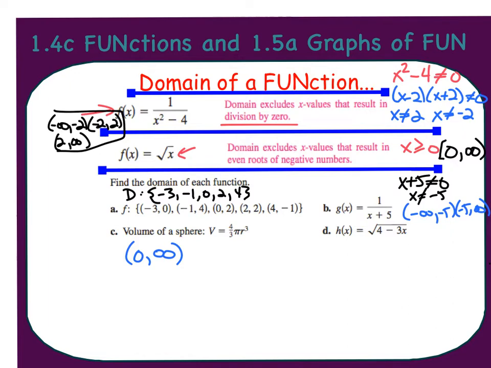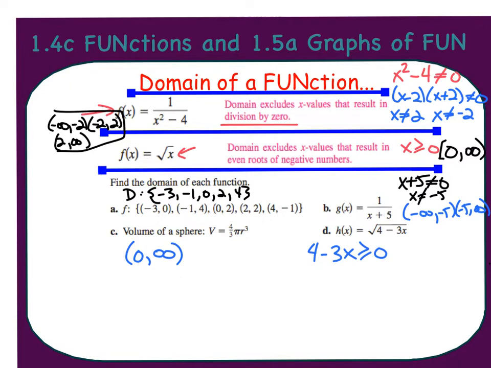I have a square root again. What can we not have in a square root? A negative. So I'm going to set my radicand, 4 minus 3x, and what do I have to set it? It can't be negative, so it's greater than or equal to 0. Then we're going to go ahead and solve. There are many ways to attack this. Do you want to subtract 4 or add 3x? It doesn't matter to me. Which one do you want? Add 3x.